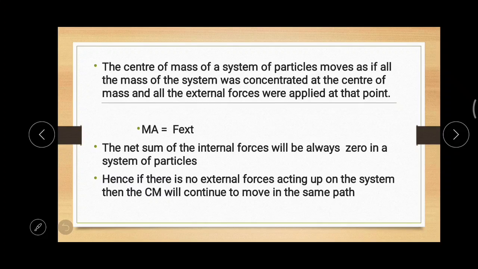So here, the total mass into the acceleration of the center of mass is equal to the total external forces. Here F is specified as external, that is, only the external forces are under consideration. The internal forces, due to the random movement or arrangement of the particles, will cancel each other, and the total net internal force will be 0.